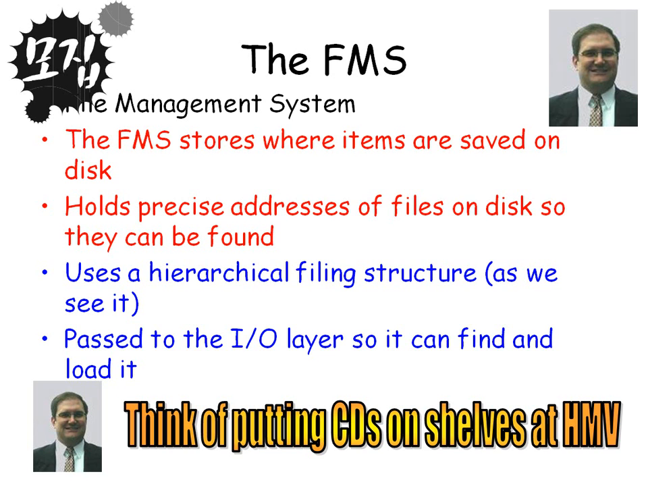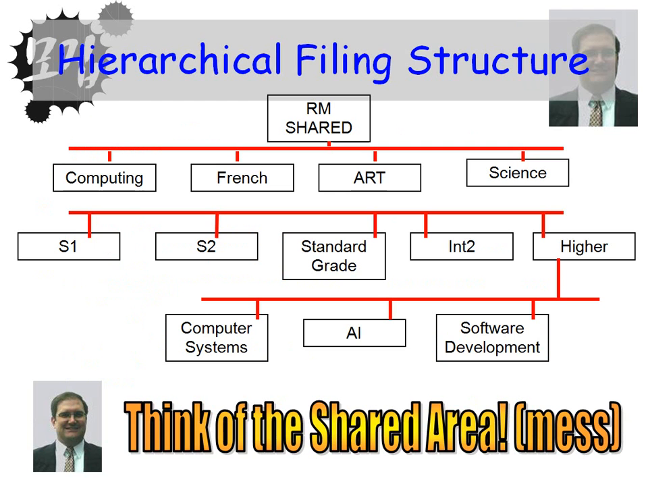And it uses a hierarchical filing structure the way we see it. And if you look, this is a terrible diagram of our RM shared area, where we have separate folders, and they're organised into folders containing other subfolders. Now there should actually be an arrow between computing here that's missing, and you can see that this is us browsing down computing and then into the higher subfolder, and then you can see the different subfolders in the higher.